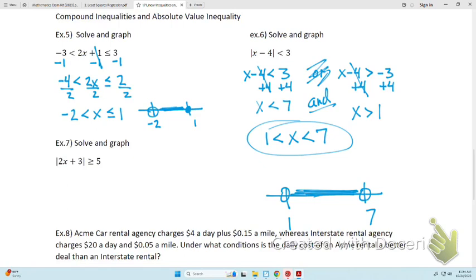All right, let's try one more of those. 2x plus 3 greater than or equal to 5, or 2x plus 3 less than or equal to negative 5. Solve for x.